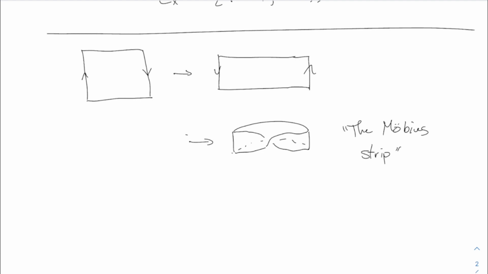The fact is, this shape does not have two sides. The inside and the outside, or the front and the back of it, are actually connected. You can get from one to the other by just walking around the shape. Strange but true fact. So this is a one-sided shape.